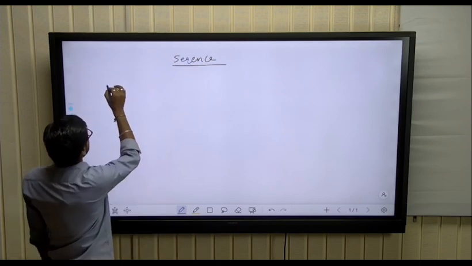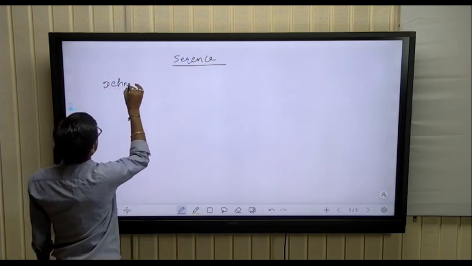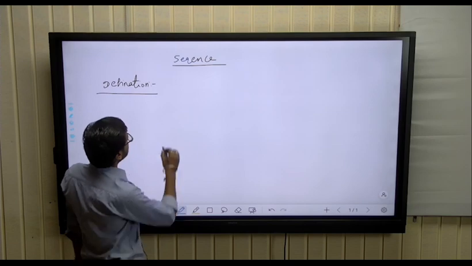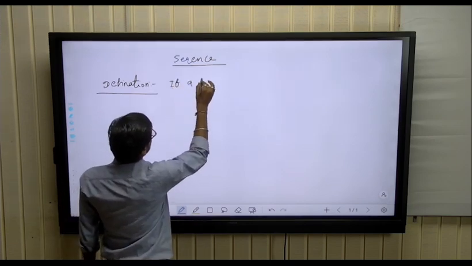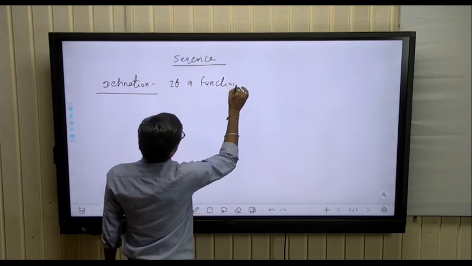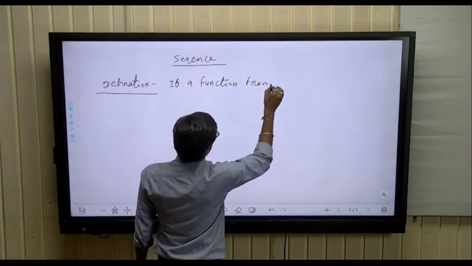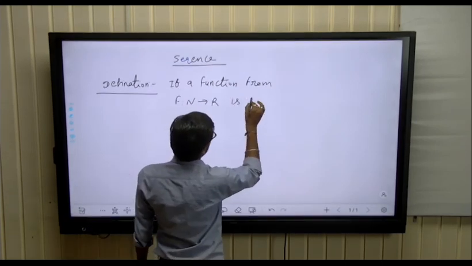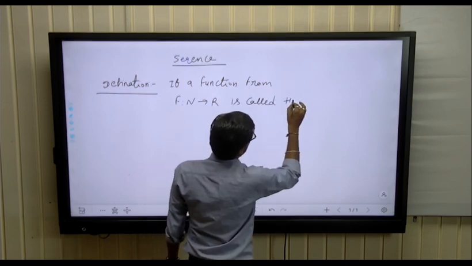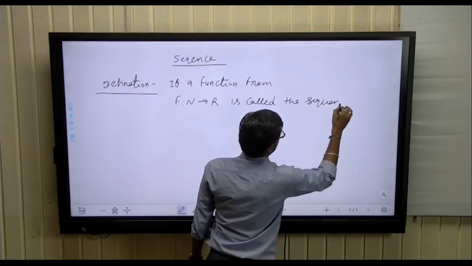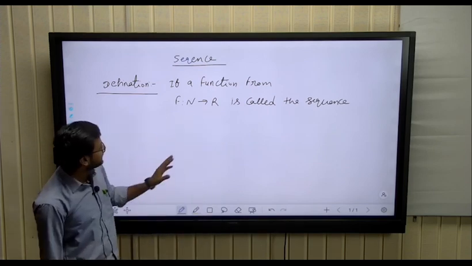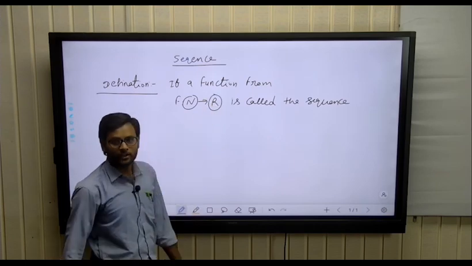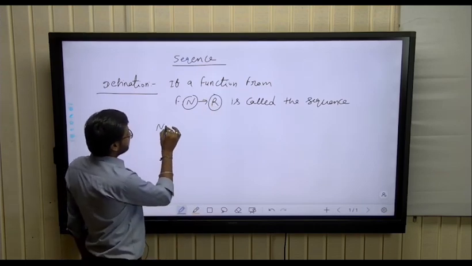First we discuss the definition of a sequence. The definition says that a function f from N to R is called a sequence. The domain of this function is the natural numbers and the range is the real numbers. So now we talk about natural numbers.